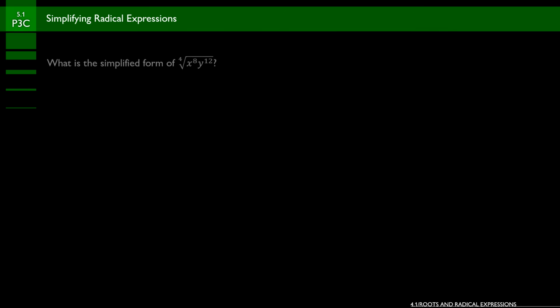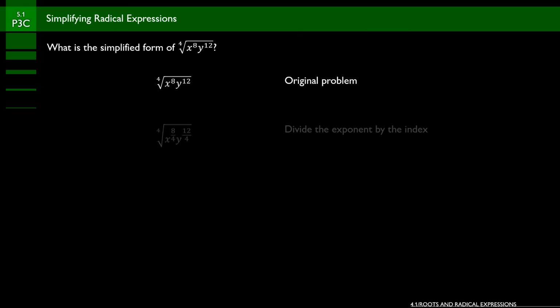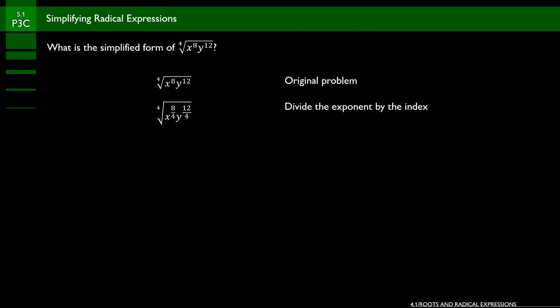In 3c, what is the simplified form of the 4th root of x to the 8th, y to the 12th? So again, look at the index. The index is 4. We're going to put the index into both exponents. So 4 goes into 8 twice, which means we're going to have x squared. We're going to pull that out. There's no remainder left. The 4 goes into 12 3 times, so we're left with y cubed. There's no remainder, so both of those things come out of the radical and there's nothing left inside, which means we have x squared, y cubed as our solution.